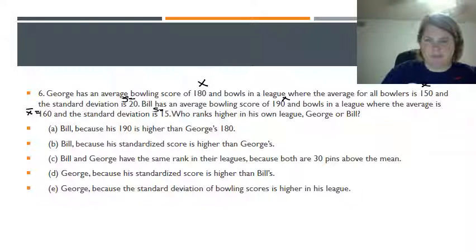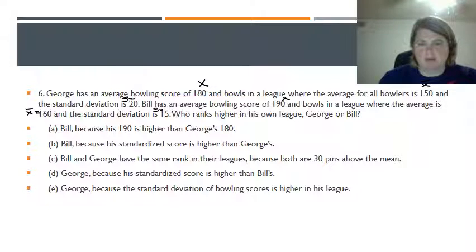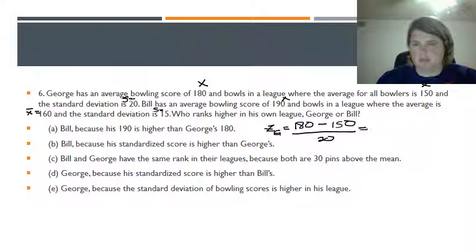So who ranks higher? So these are two separate distributions. It's George's league and it's Bill's league. So they're two separate distributions, which means in order to compare two locations in two separate distributions, you must use the Z-score. So let's do the Z-score for George first. That's the score minus the mean of that distribution divided by the standard deviation of that distribution. So that would be 1.5. And then Bill is equal to X in his distribution minus the mean of his distribution divided by the standard deviation of his distribution, which is 2.0.